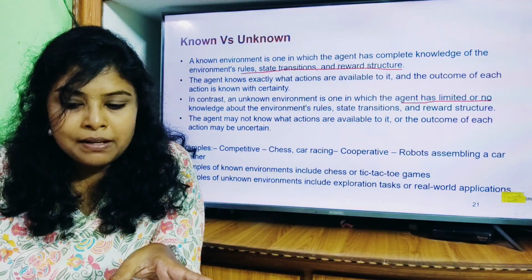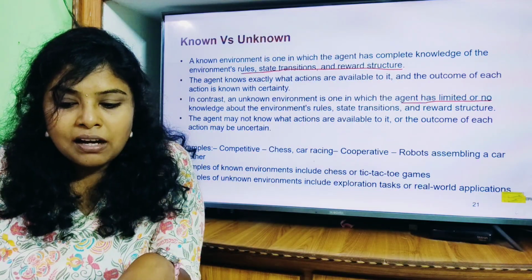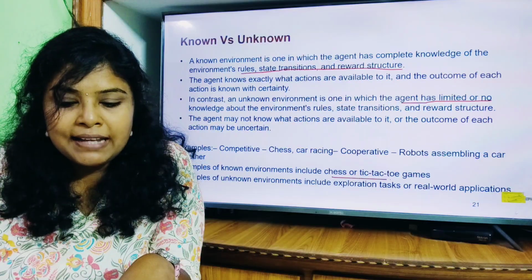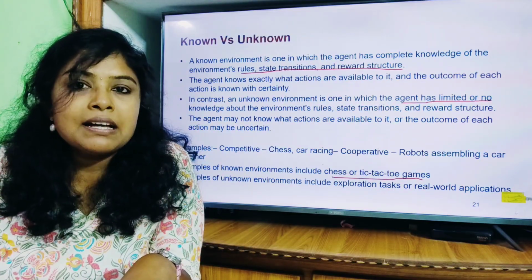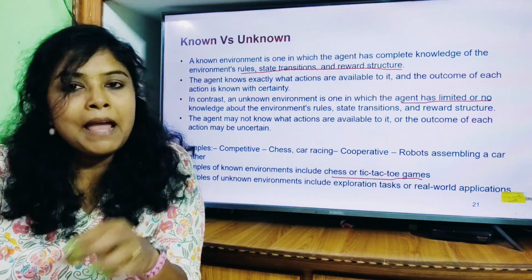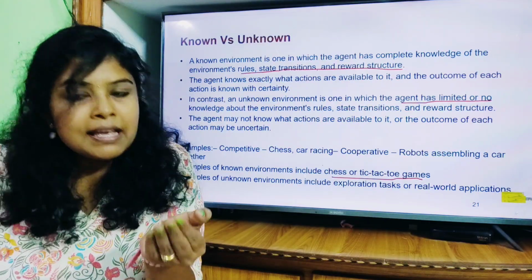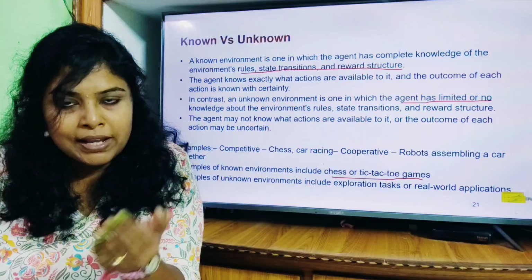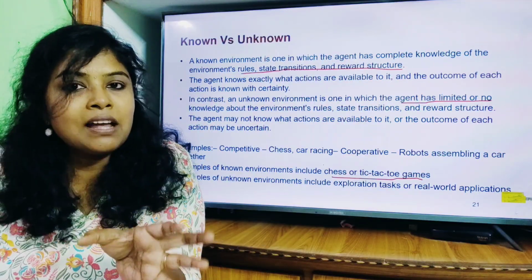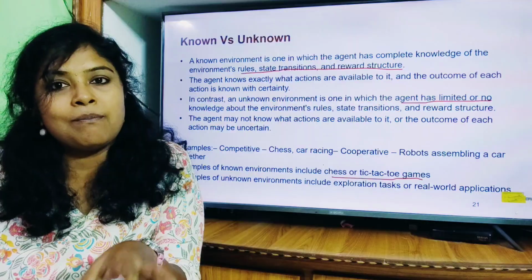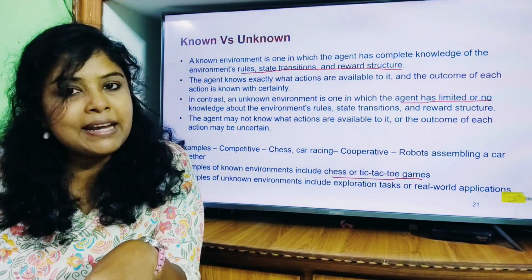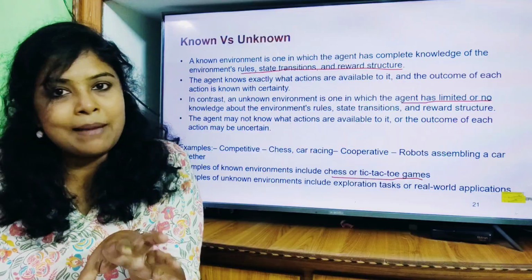See, for example, you have this tic-tac-toe. This game of chess or tic-tac-toe can be considered as known environment because we know how a chessboard will be, and we know that if the horse is able to move 3 steps this way in an L shape, then we can make the other move. Like that, we know the rules of the game. We know how a chess game board looks like. Same way, tic-tac-toe also, we know how the game looks like.